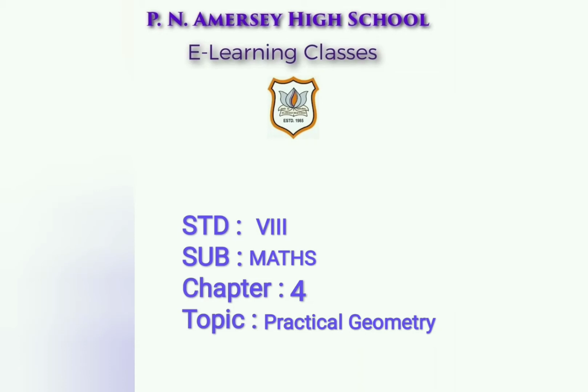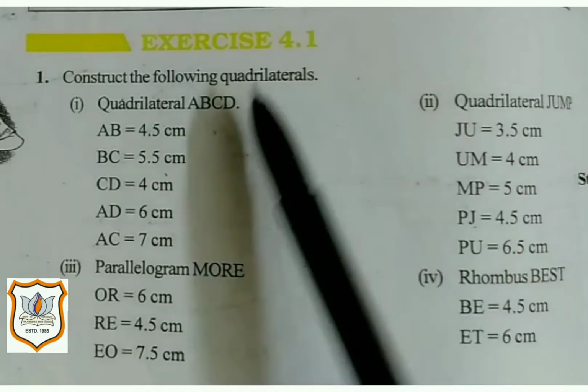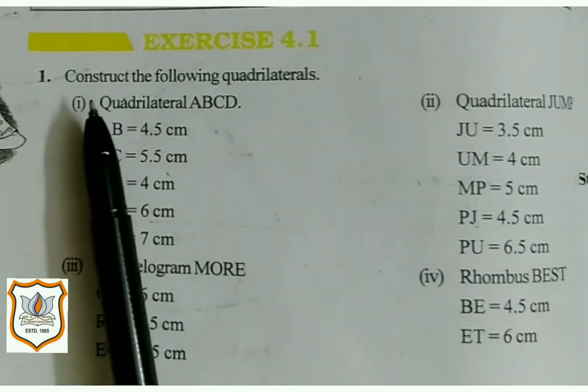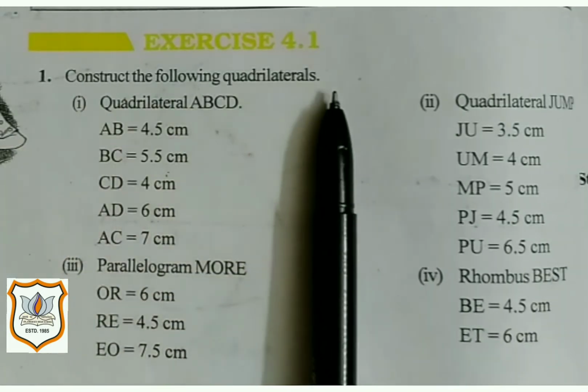Hello students, today we will continue chapter 4, that is practical geometry. Let's solve exercise 4.1. We take the first sum: construct the following quadrilaterals.